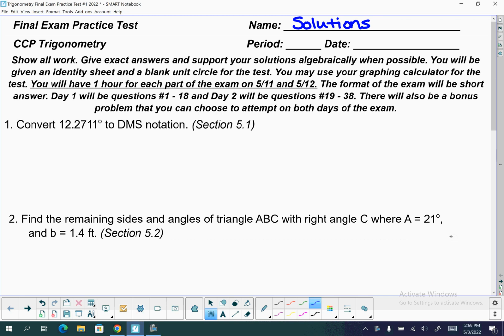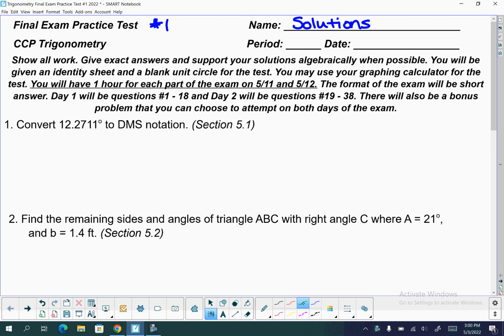Hi everyone, this is the first set of solutions for practice test number 1 for your final exam, which is on Wednesday the 11th and Thursday the 12th. Remember, you are allowed to use a graphing calculator for both parts of the exam, and you will be given a blank unit circle and a trig identity sheet with all of your identities from chapter 6. Any other formulas that are covered in this video or on this practice test are ones that you need to know for the exam.